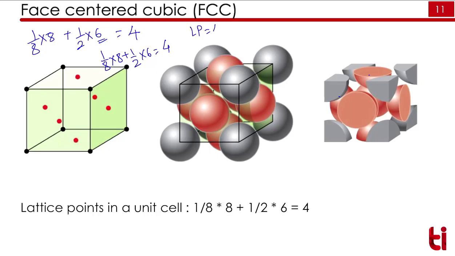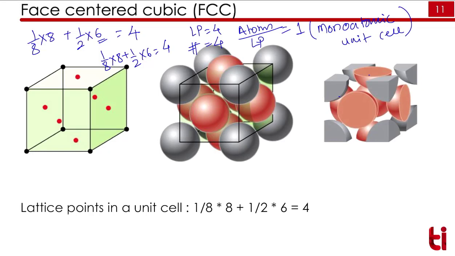So lattice points equal 4, number of atoms equal 4, and as I said earlier, if we divide the number of atoms by the lattice points, you get the answer equal to 1. That's why we can call this a monoatomic unit cell, or a monoatomic crystal structure.